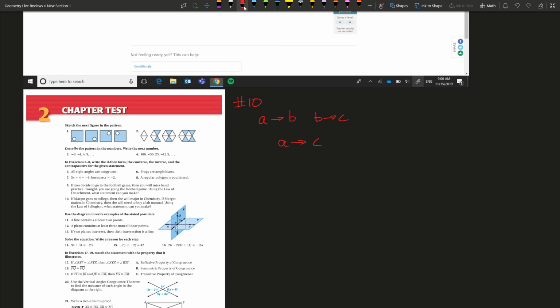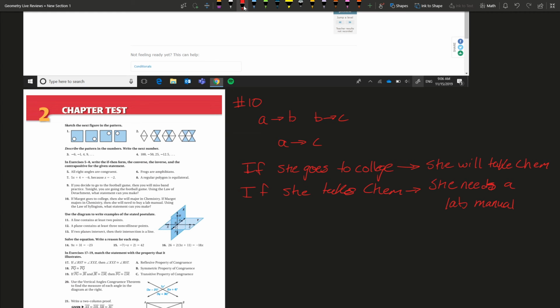So if she goes to college, she will take chemistry. If she takes chem, then she needs a lab manual. So because she's taking chem, that's like the linking statement. So our answer is if she goes to college, then she will need a lab manual.